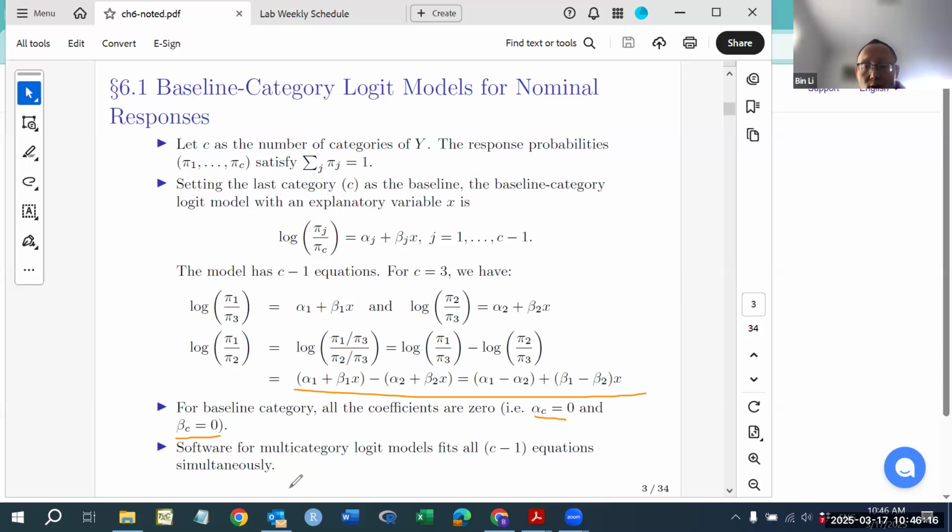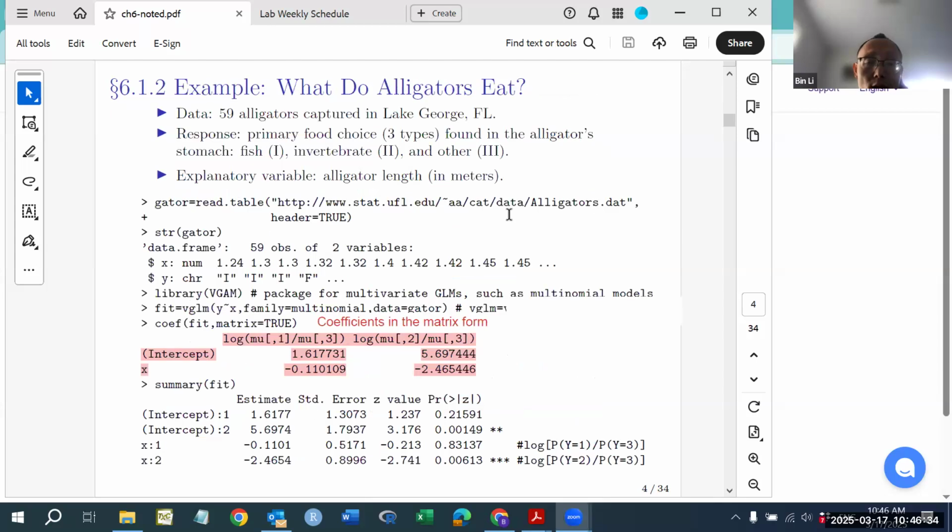And for the software, for the multi-category Logit models, they will fit all C-1 equations simultaneously. So it will just do that at once. So let's see an example.